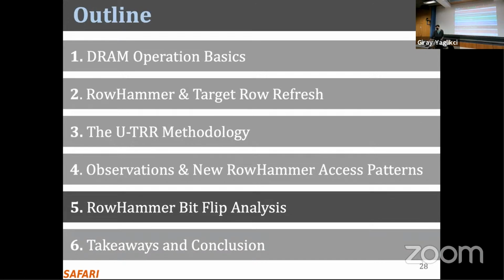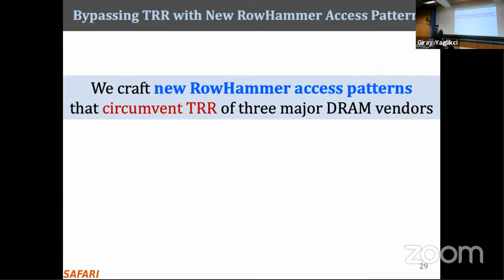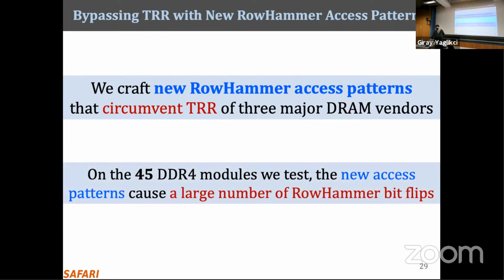So I will present the RowHammer bit flips that our new access patterns cause. Leveraging the understanding we developed using UTR, we craft new RowHammer access patterns that circumvent the TR mechanisms of the three major DRAM vendors. We evaluate the effectiveness of these patterns on 45 DDR4 DRAM modules, and we find that the new RowHammer access patterns cause a large number of RowHammer bit flips.